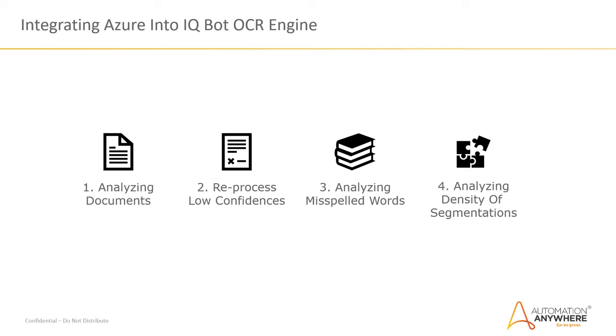So the Azure OCR engine contains 4 steps. First step is to analyze your document with the Azure API. And based on the result, it will review all the low confidence areas and reprocess them. After that, the engine will look into any misspelled words and see if it could easily pick up some of those misspellings and auto-correct them. And last, it will analyze the content density. And I'll show you the detail of each step.